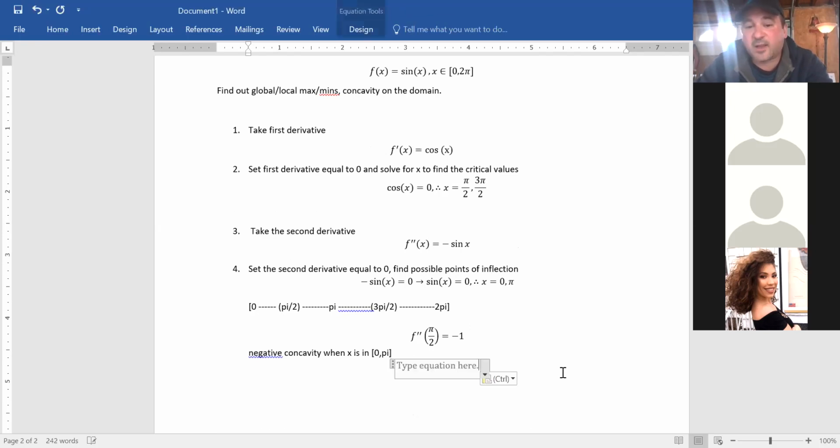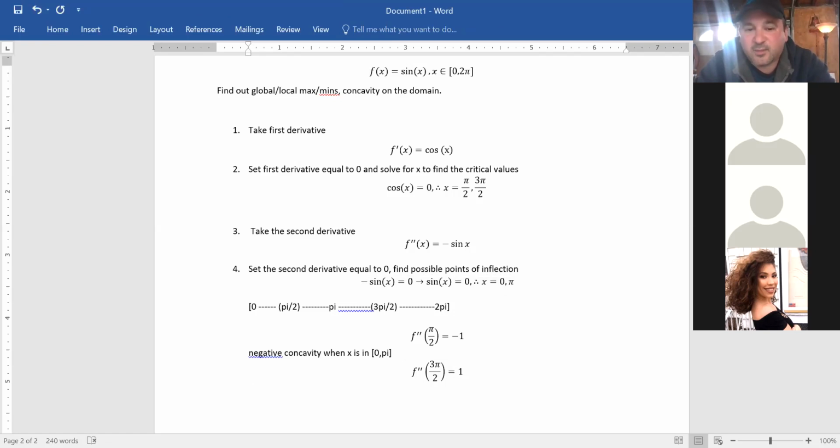We plug in the other possible point of inflection that we found, which is, we're not plugging that in, sorry, I apologize. The number in between those two. So we pick 3 pi over 2, that's between pi and the end of our domain of 2 pi. So f double prime of 3 pi over 2. Now when we plug 3 pi over 2 in, normally sine of 3 pi over 2 is -1, but this is a negative sign, so that means negative and negative is a +1.